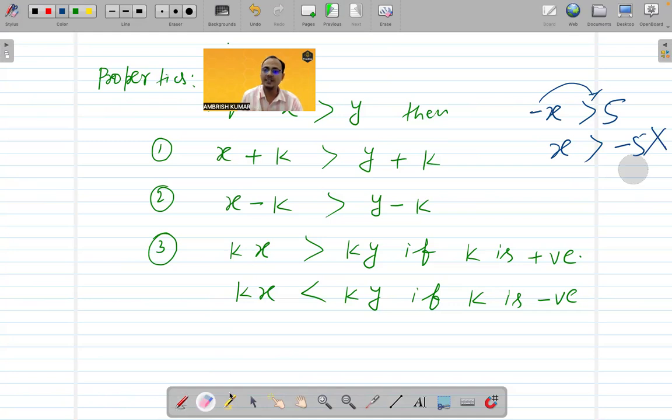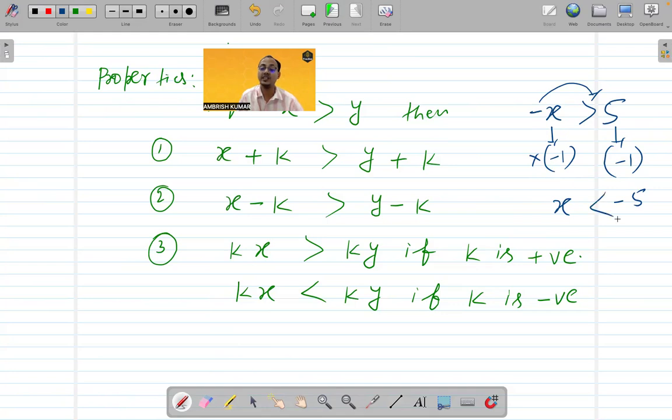Actually, see the basic. We have to remove this negative sign from the x. So you have to multiply this with minus 1, and the same you multiply here with minus 1. So minus 1 into minus x becomes x. 5 into minus 1 becomes negative 5. As we are multiplying a negative number here, the greater than symbol has to be changed with less than symbol. Clear?